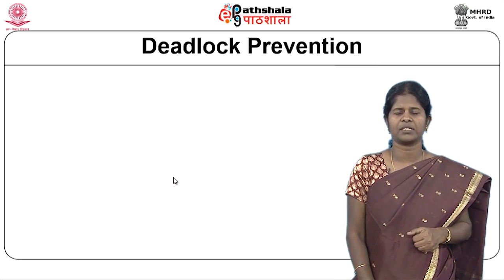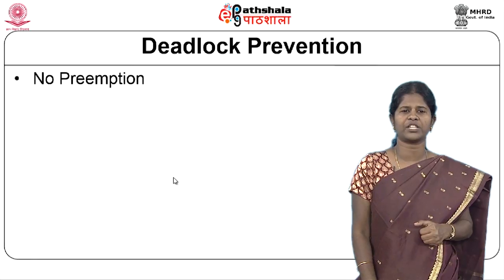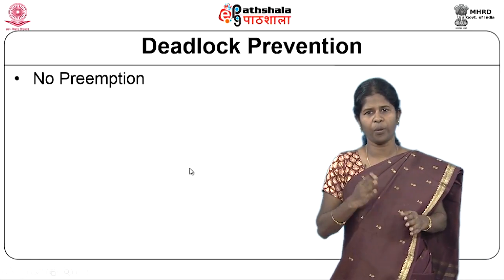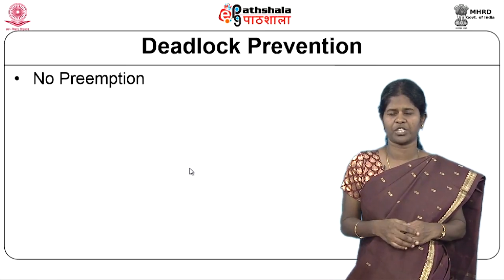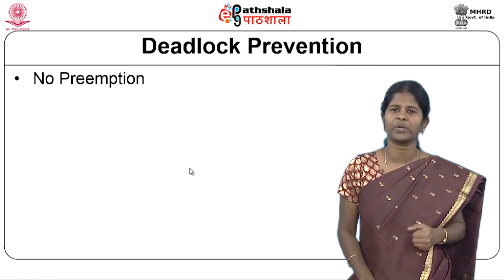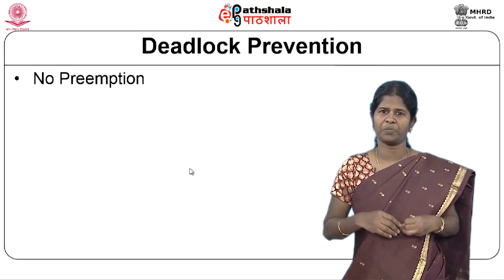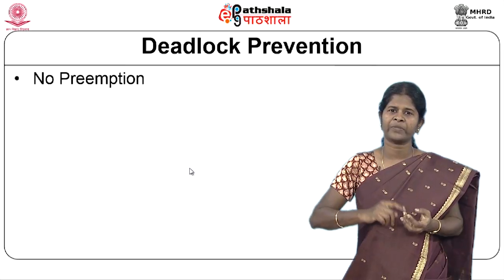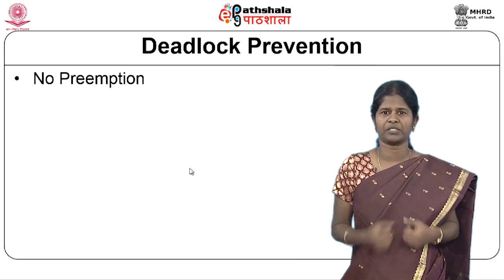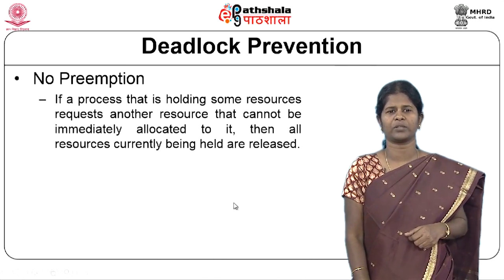And the next is to get rid of the condition of no preemption. So, no preemption should not be there, which means that you should allow preemption. Again you have two cases. One is the process by itself releasing or preempting the resources. The second is somebody else preempting the resources from the process. So, we will look at those.